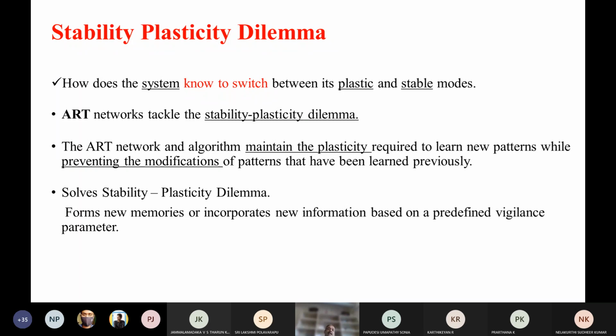The ART network tackles this kind of situation. What kind of situation? Switching over between the plastic mode and the stable mode, and trying to handle this dilemma: plasticity without any chaos, and stability without any rigidity. It is trying to tackle this, the ART network.